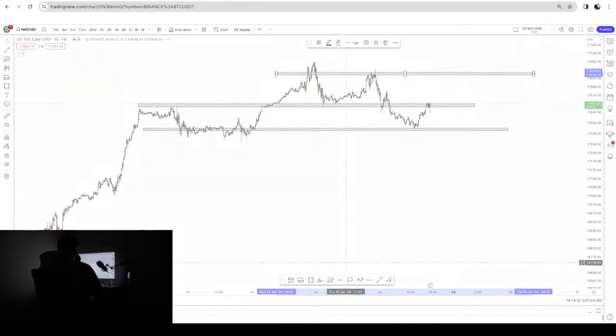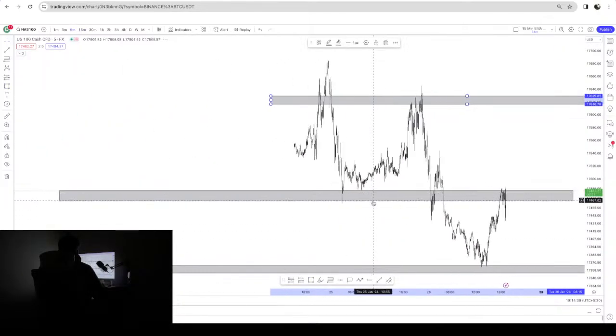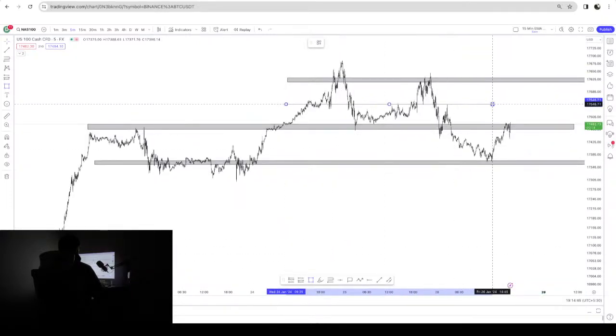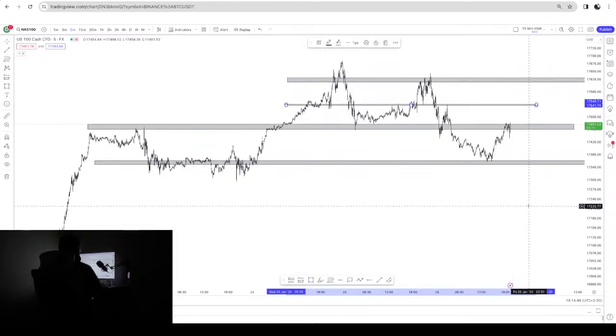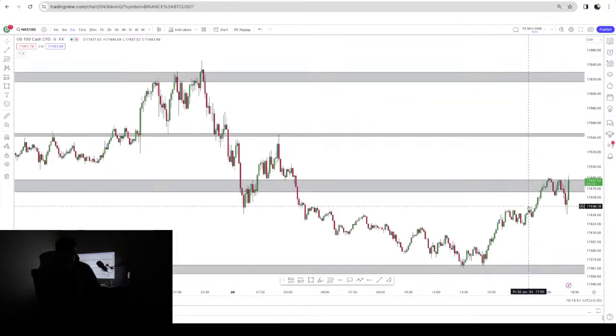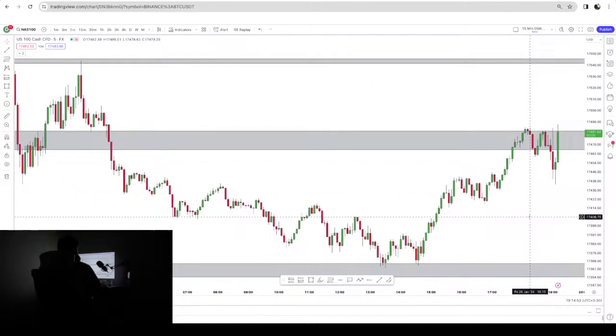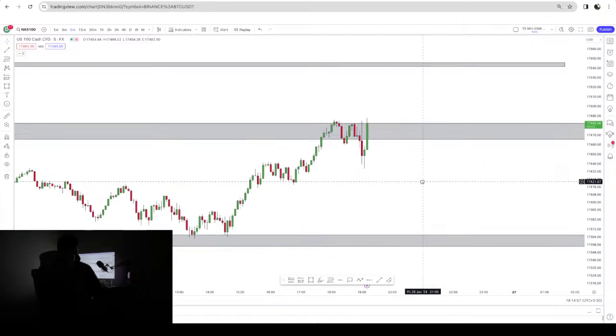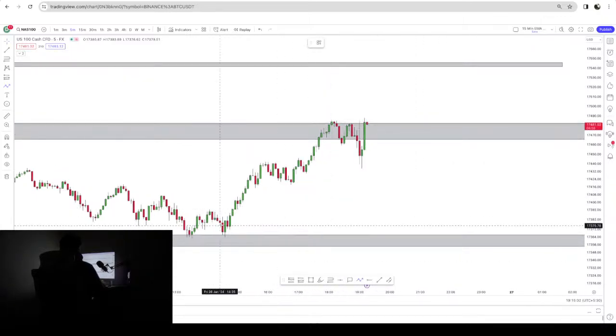Now we'll shift to 5 minutes time frame and then see whether we have any more level on 5 minute. So I can think this is also a zone on 5 minutes, right? We can use this as a minor zone. All right. So let's make our analysis.